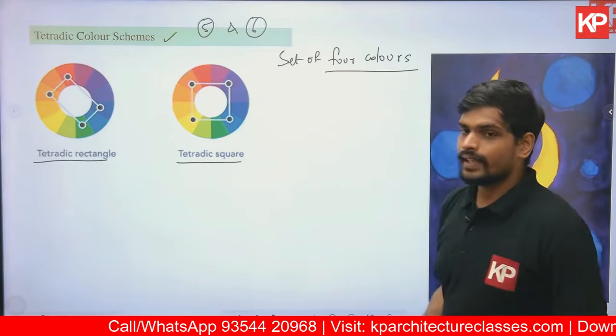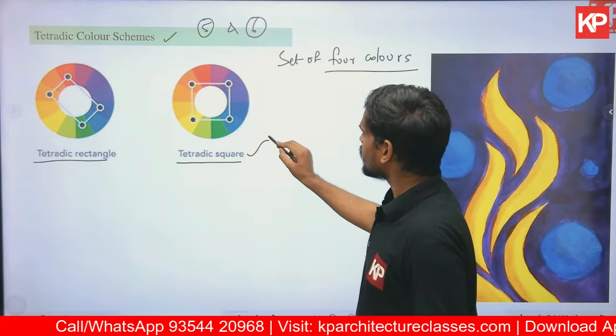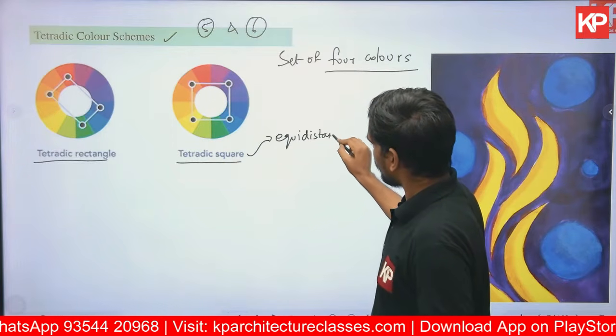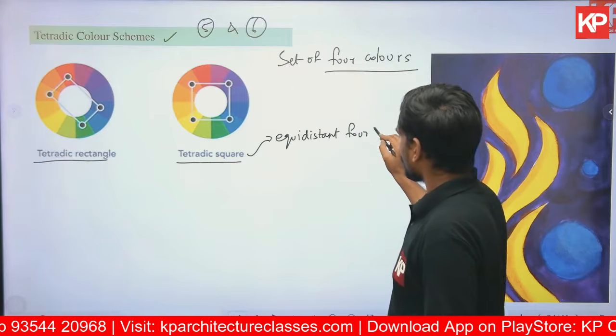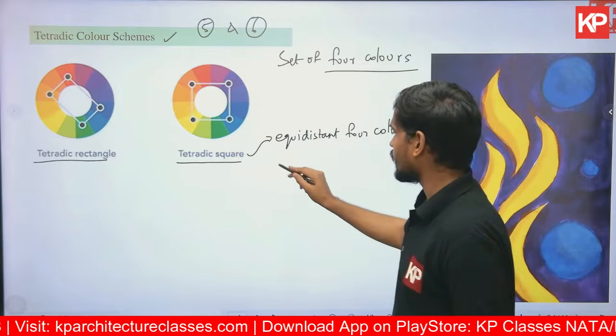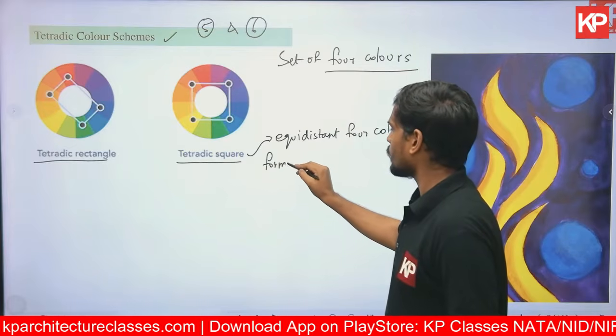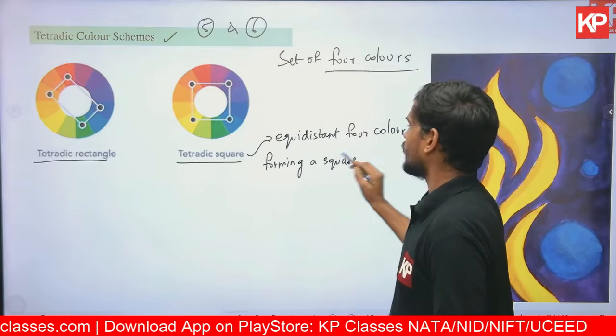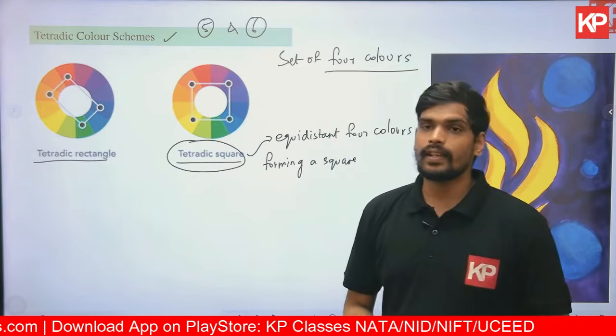It's called the tetradic color scheme. If you are selecting 4 colors of the color wheel which are equidistant, forming a square, it is called the tetradic square color scheme.